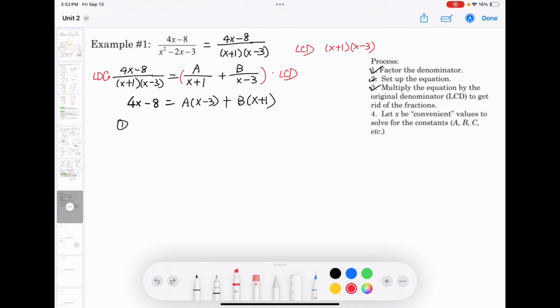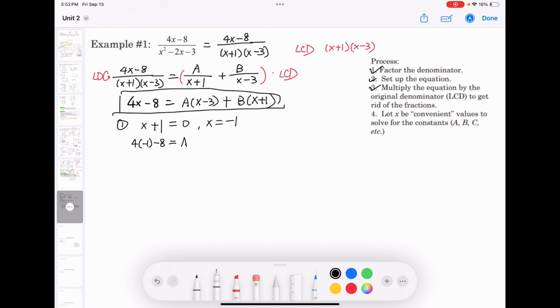So first factor, x plus 1 is equal to 0. I can tell x is equal to -1. Plug it into this equation. So 4 times -1 minus 8 is equal to a times x minus 3. Can I say I don't have to have the plus? Yes, because my parentheses is equal to 0. X plus 1 is equal to 0. So I don't have to have this part. So we have this equation.